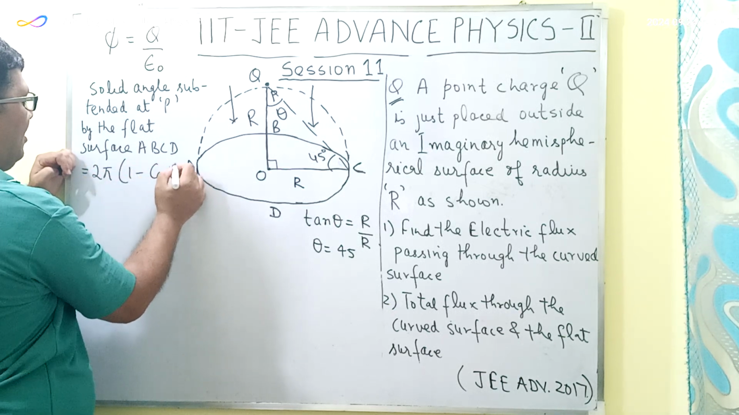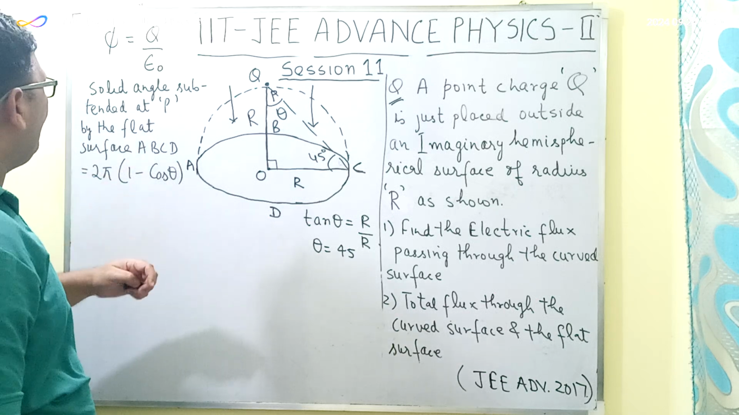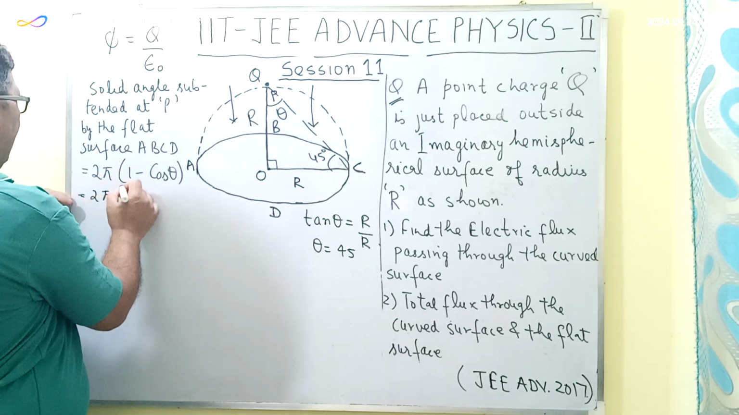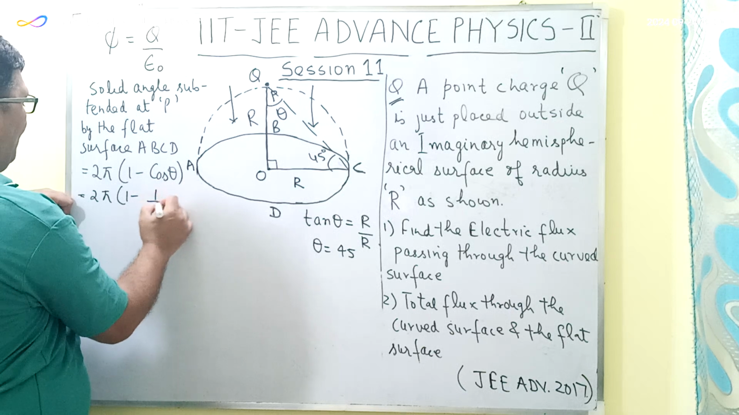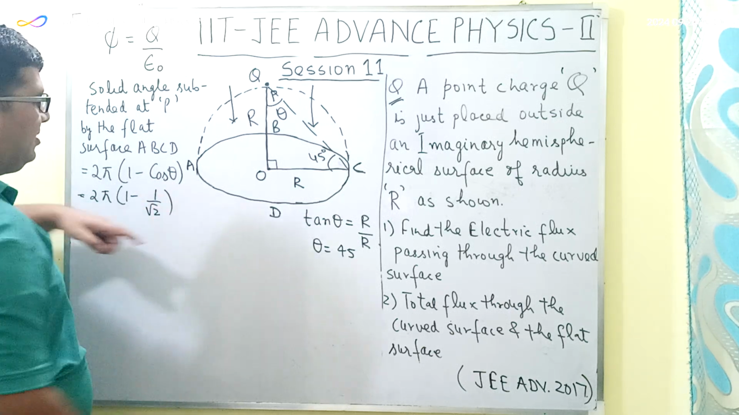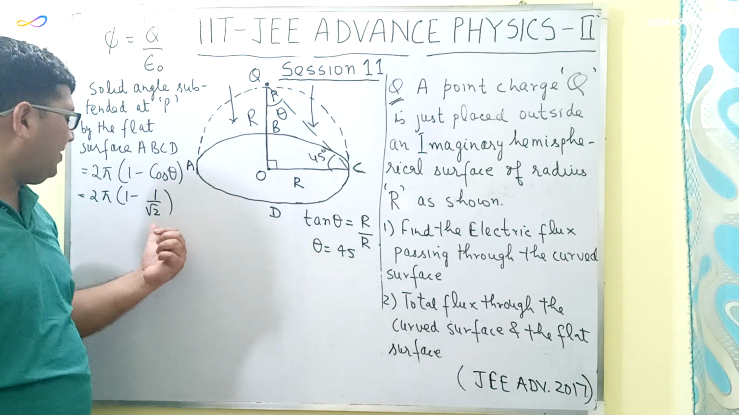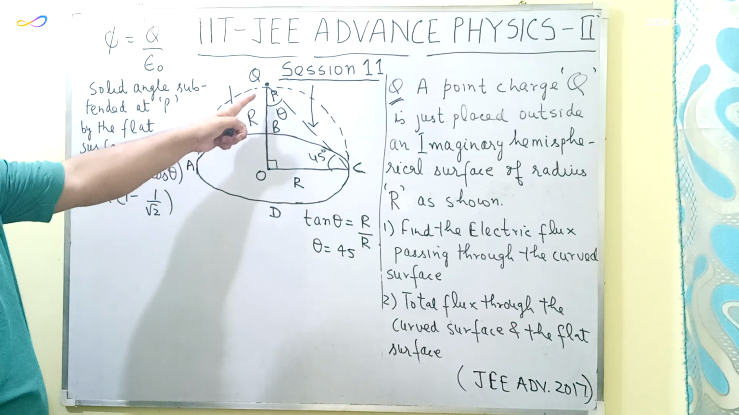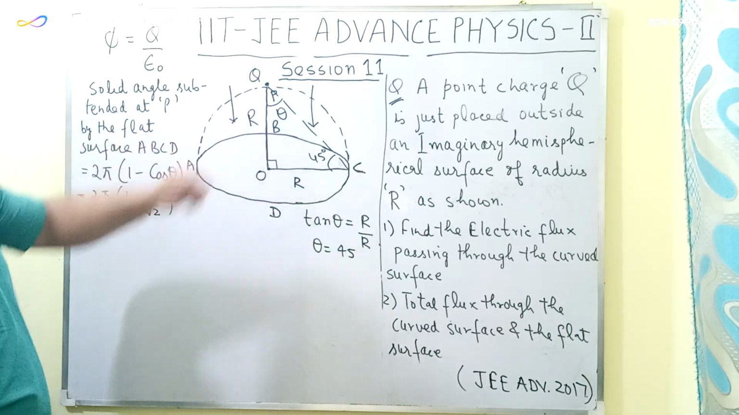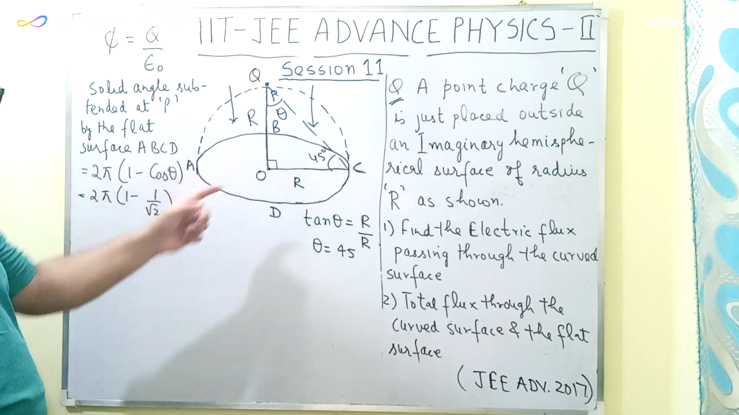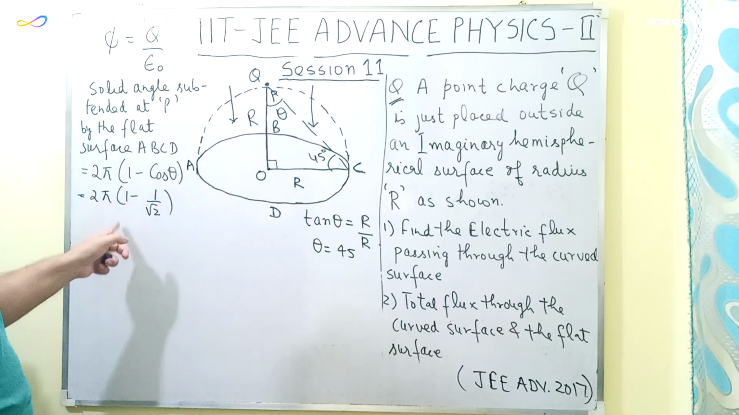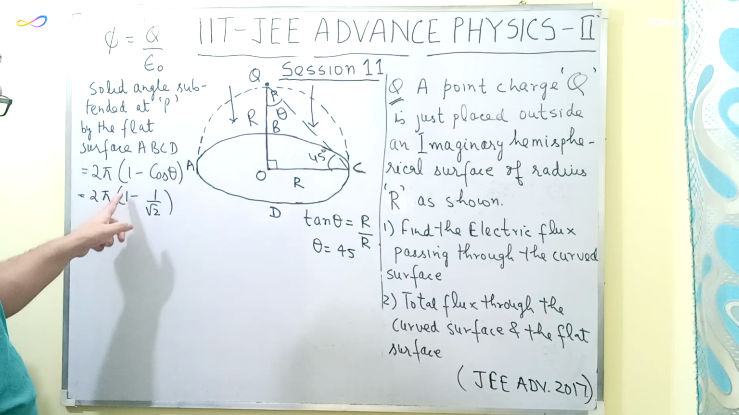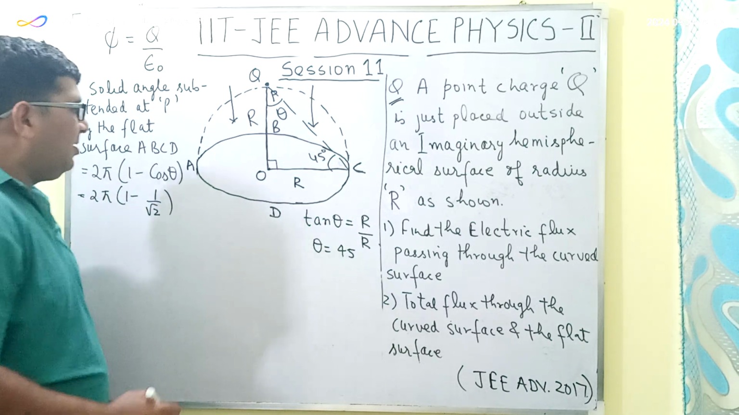So this is the formula for calculating the solid angle, and so by using this formula I will be getting 2 pi (1 minus 1 upon root 2), because theta is equal to 45 degrees, so cos 45 will be equal to 1 by root 2. So the solid angle which is subtended at this point P, where this charge Q is placed, by the flat surface ABCD, will be equal to 2 pi (1 minus 1 upon root 2).